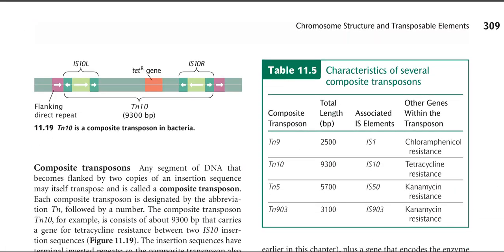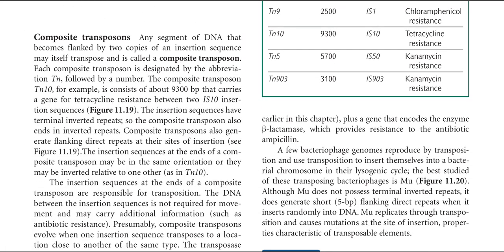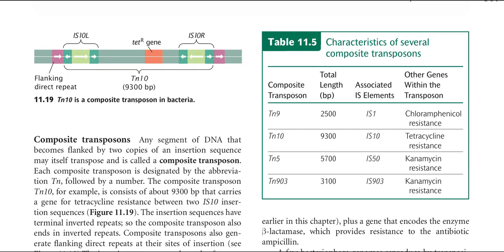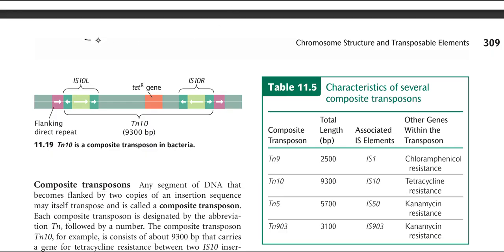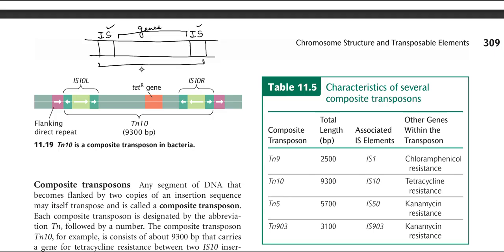Moving on further, let us talk about the composite transposons. Now composite transposons have a very particular feature, that is, this transposon will consist of two insertion sequences on either side. So when the two insertion sequences and between them the group of genes are present, this whole is called the complex transposon, designated as Tn.